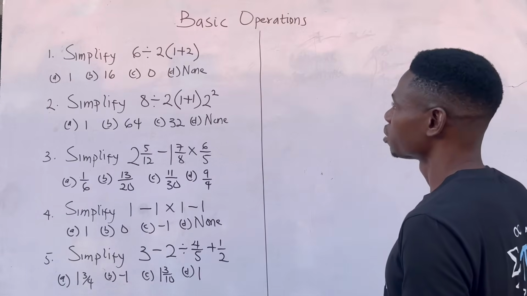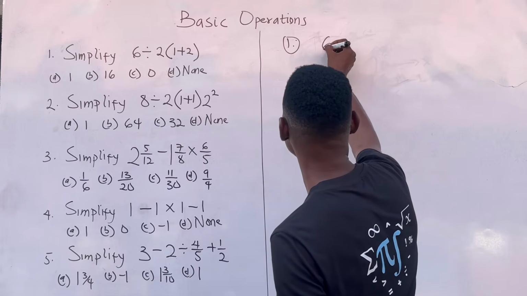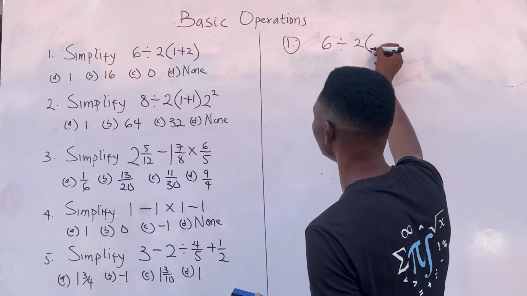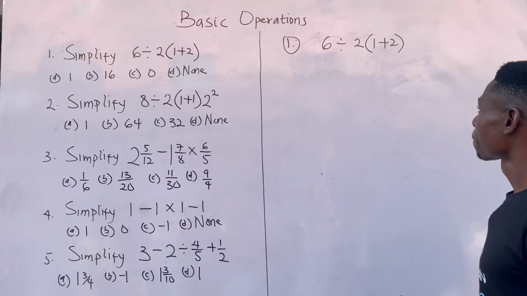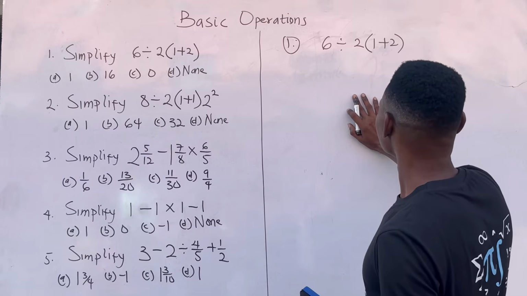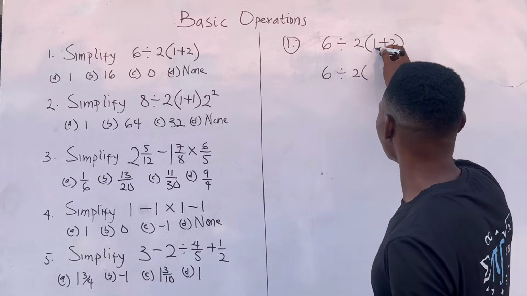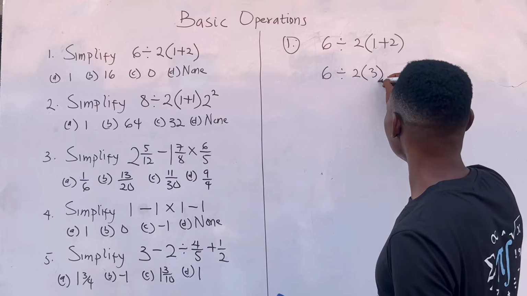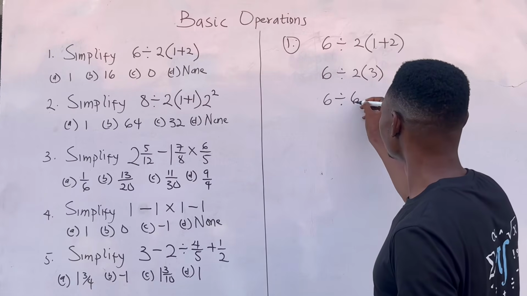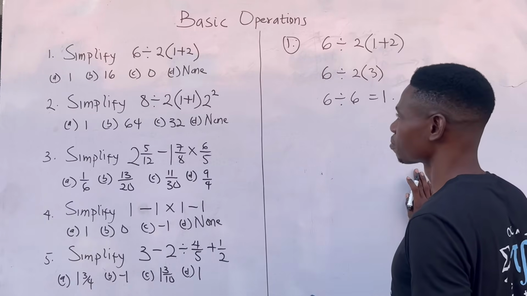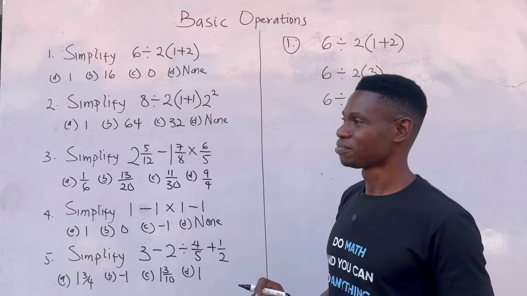So for number one, what we have is 6 divided by 2 into 1 plus 2. Okay? Now most people will solve this way and say 6 divided by 2 multiplied by 1 plus 2 is 3. And then you say 6 divided by 2 multiplied by 3 is 6. And your answer is 1. Now, if you choose 1, you are going to be wrong. Now let me explain.